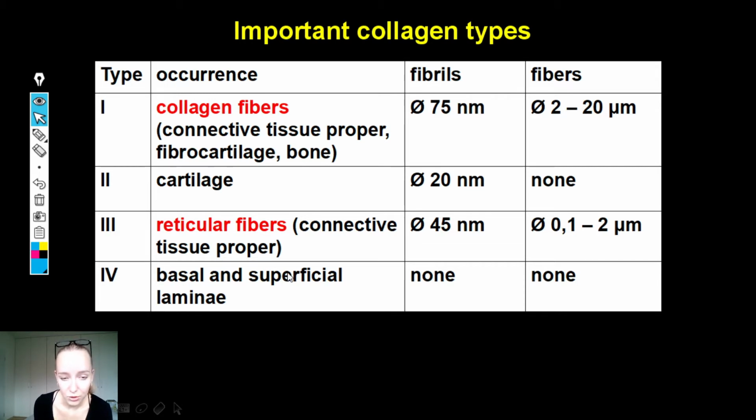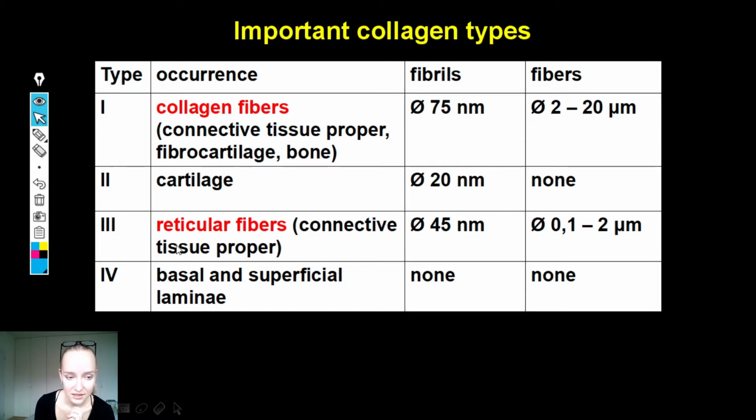But really also some cells have this basal lamina around themselves, but they are not polarized, so we cannot call it basal lamina because they don't have a base actually. So we call it a superficial lamina, but it's really the same as basal lamina. Yeah, superficial lamina is really the same, but it's all around the cell. So that's why it's called superficial lamina.